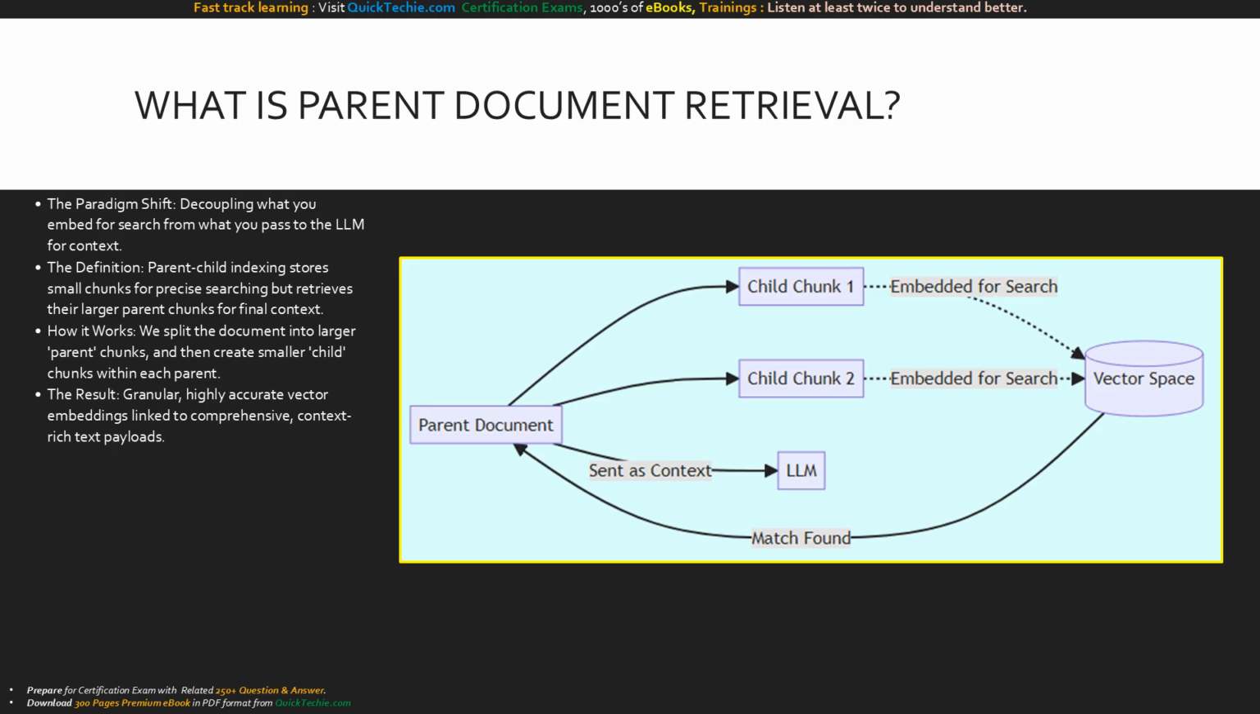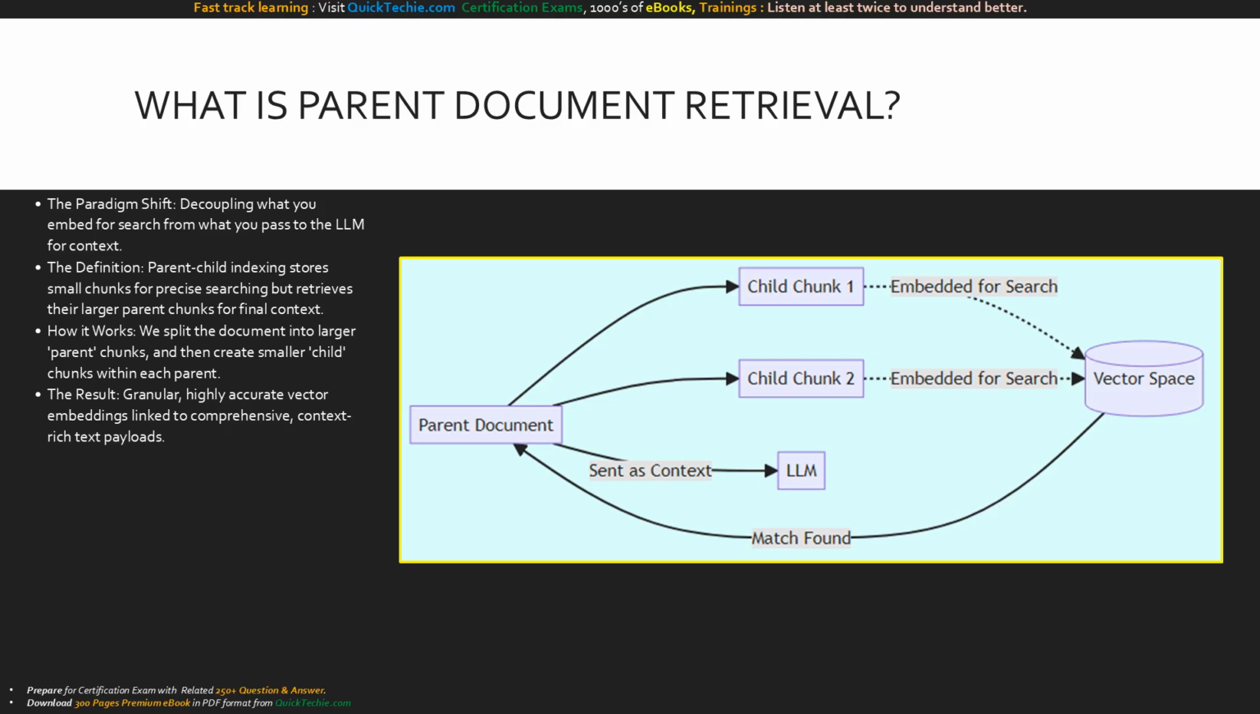The fundamental paradigm shift here is decoupling. We must decouple the text we use to create our search embeddings from the text we pass to the LLM. By using parent-child indexing, we split the document into larger parent chunks and then generate smaller child chunks strictly inside those parents. We use the child chunks solely for generating highly granular, accurate embeddings. But when a search matches a child chunk, we do not send that tiny chunk to the LLM. Instead, we retrieve its much larger parent chunk. This elegant solution guarantees both pinpoint search accuracy and rich, comprehensive context.